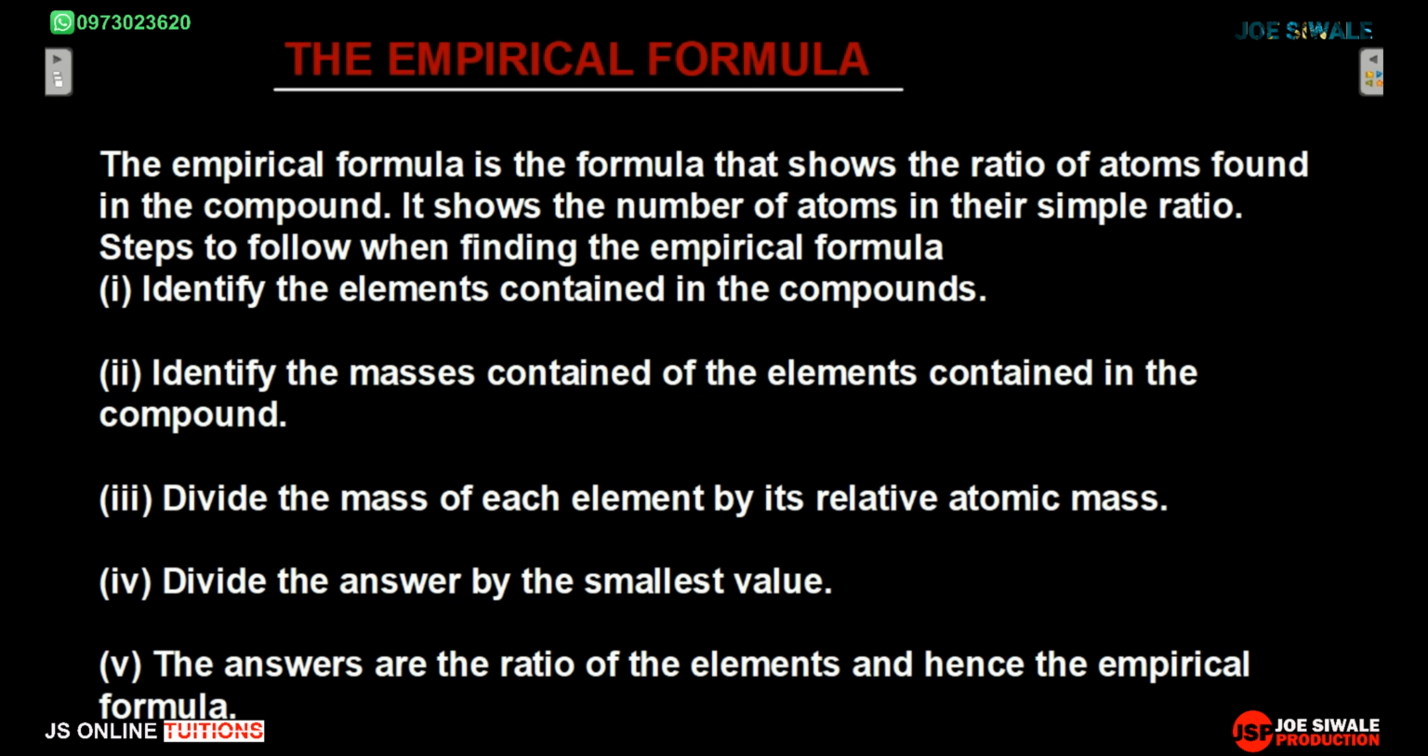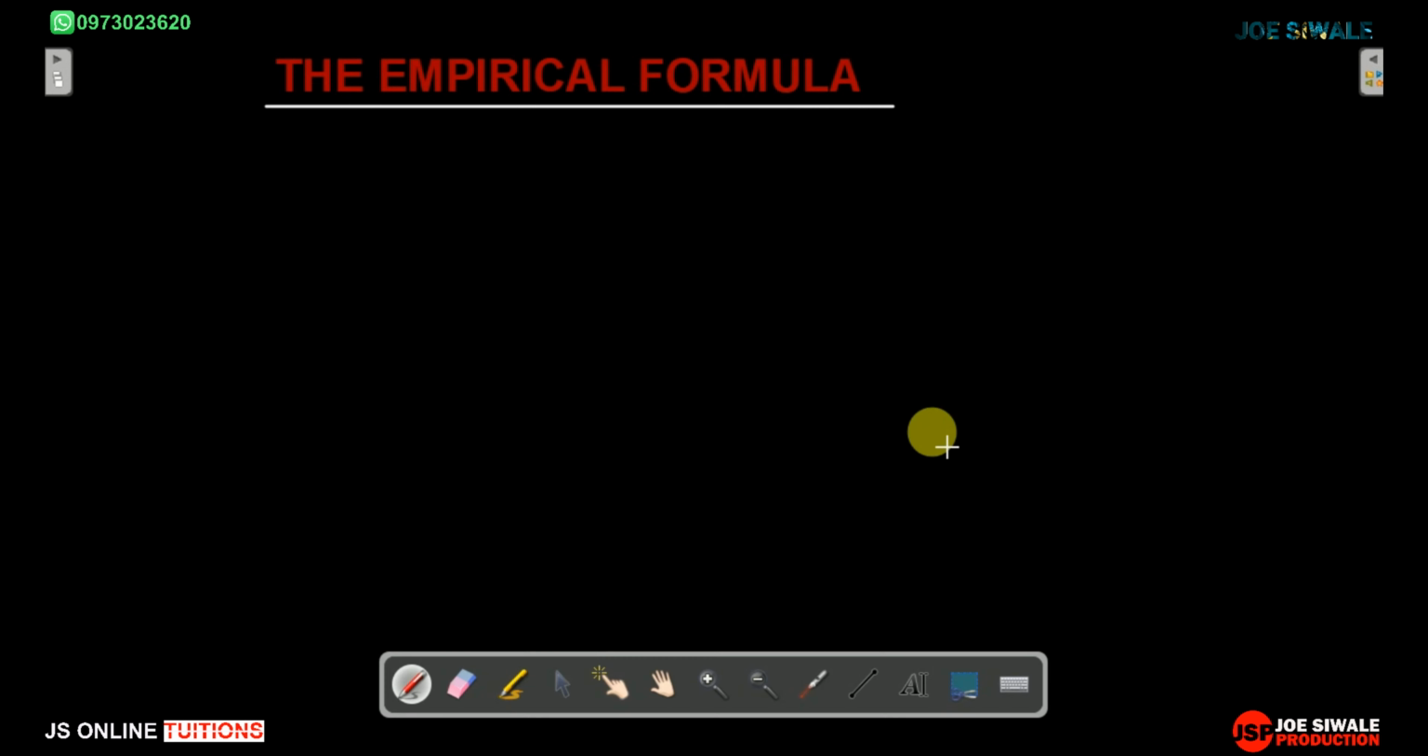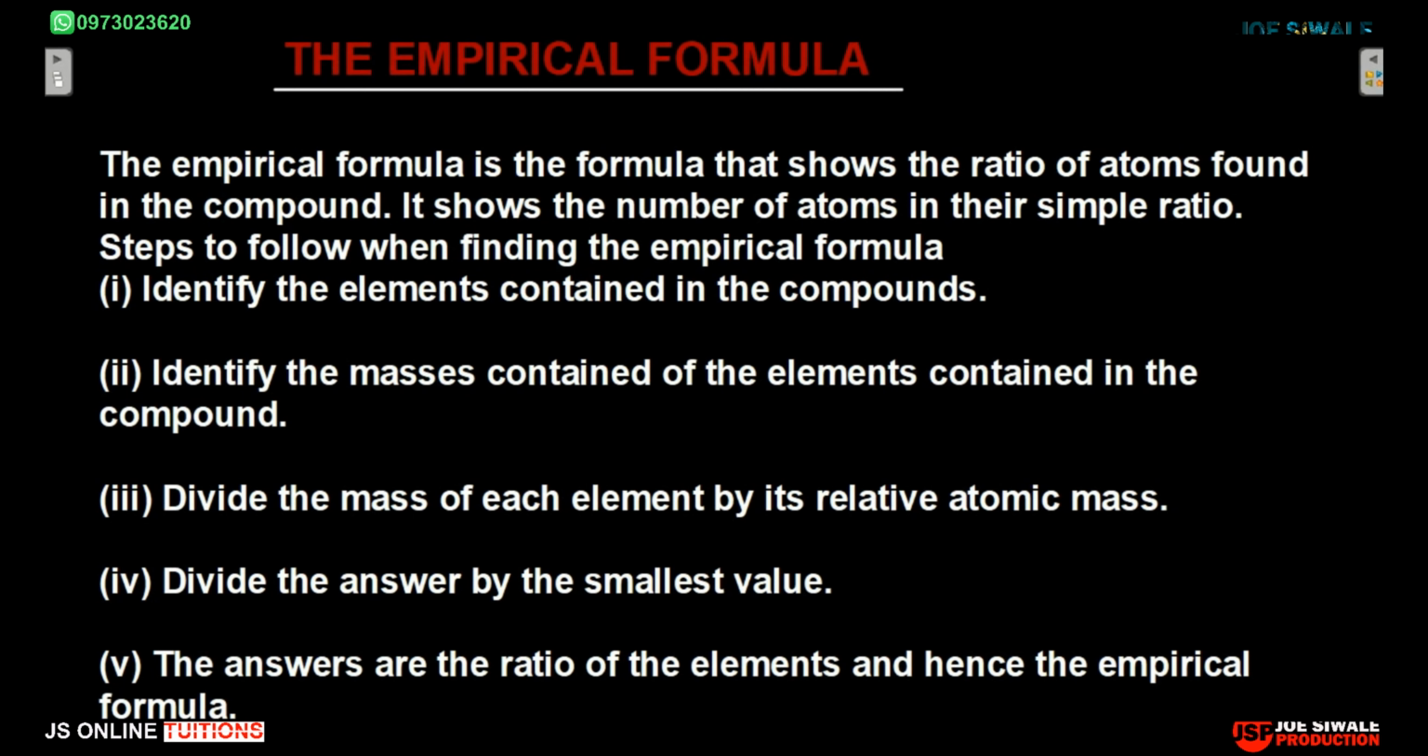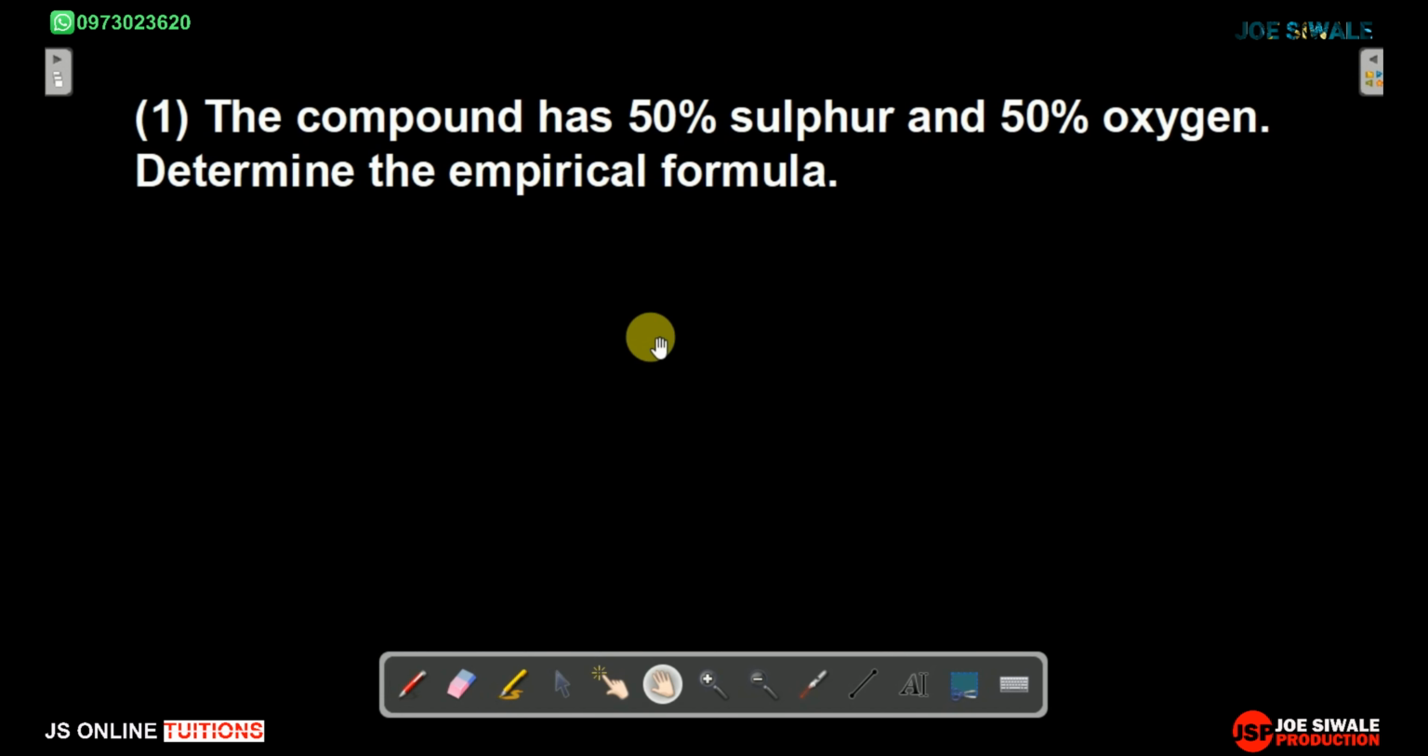And for us to understand the empirical formula, we are going to use some examples. So let us find the examples. The first example: the compound has 50% sulfur and 50% oxygen. Determine the empirical formula. The first step is to identify the elements contained in the compound. So here we can identify that we have sulfur and oxygen.